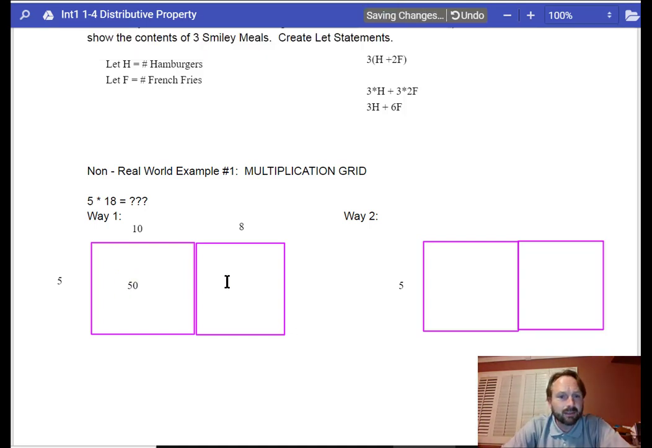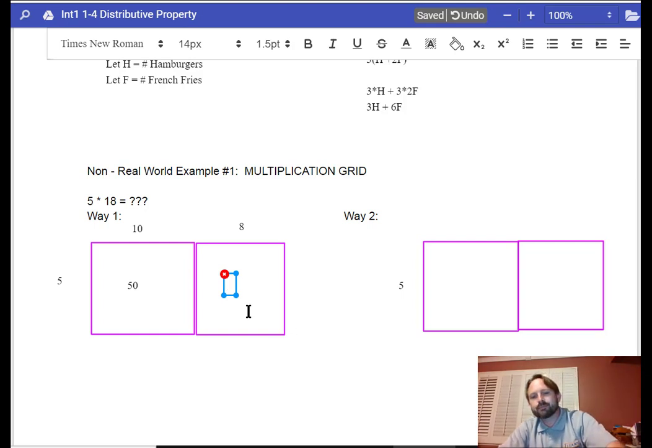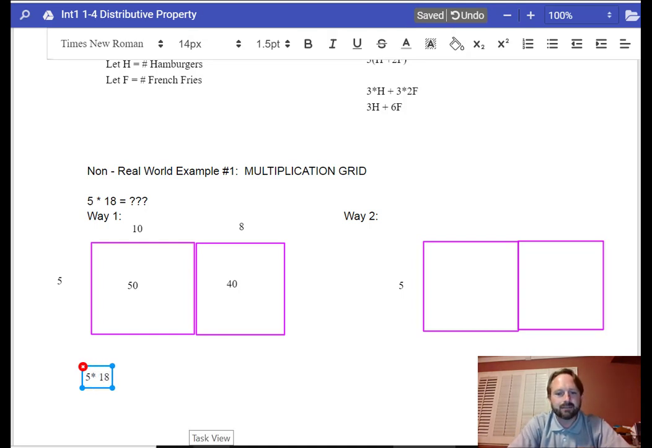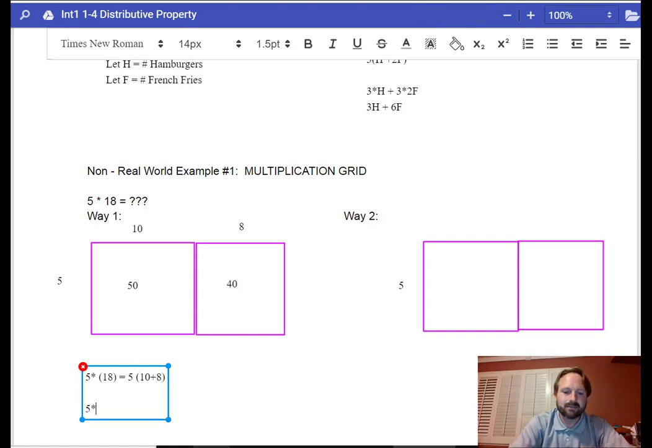And 5 times 8 is 40. So, if we were doing our multiplication, we could understand that 5 times 18, let's put a parentheses in there, is the same thing as 5 times 10 plus 8, which would be the same thing as 5 times 10 plus 5 times 8, which would be 50 plus 40, which is 90.